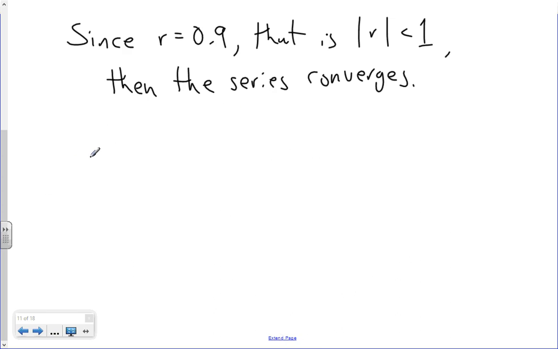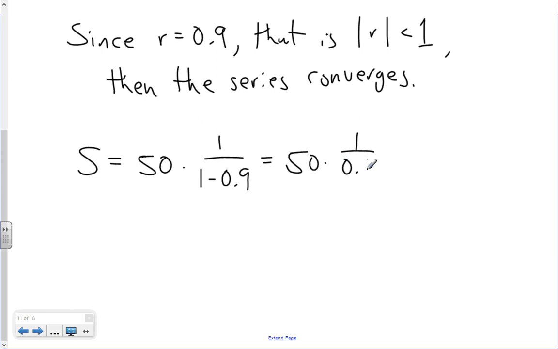All right, so what value does it converge to? Well, let's use our little formula here. S is equal to the first term, which was 50, times 1 divided by 1 minus the common ratio, which is 0.9. What's that turn out to be? Well, this is 50 times 1 over 0.1. Dividing by 0.1 is the same as multiplying by 10. So this would be 500. So this converges to a value of 500. All right, that's the first part.